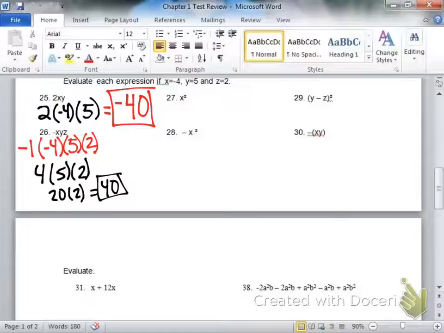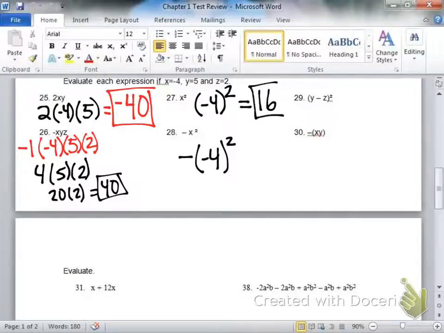Questions? All right, 27 and 28 are very similar. In the first one, you have the -4 squared in parentheses. 28, it's still in parentheses, but there's an additional negative sign in the front. So what's the overall answer for 27? 16. It's a negative times a negative. What's the overall answer for 28? -16. Very good, because you have -4 times -4, that's +16, but you still have this negative out front.